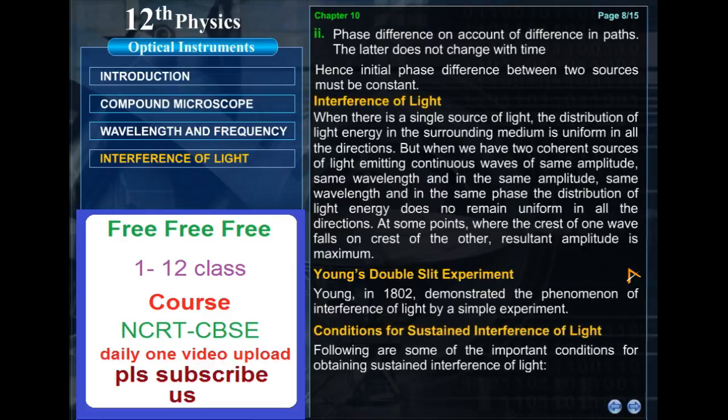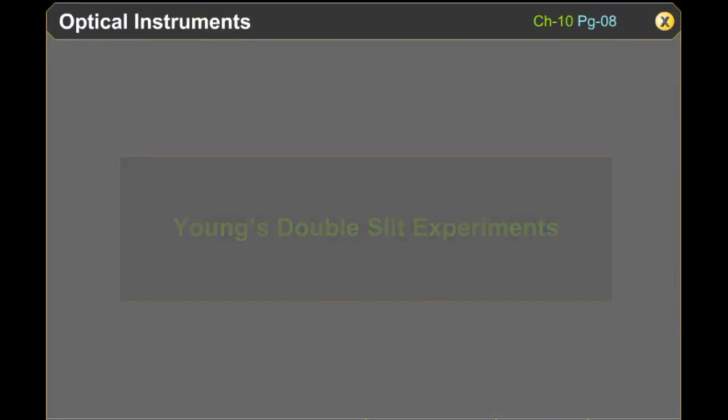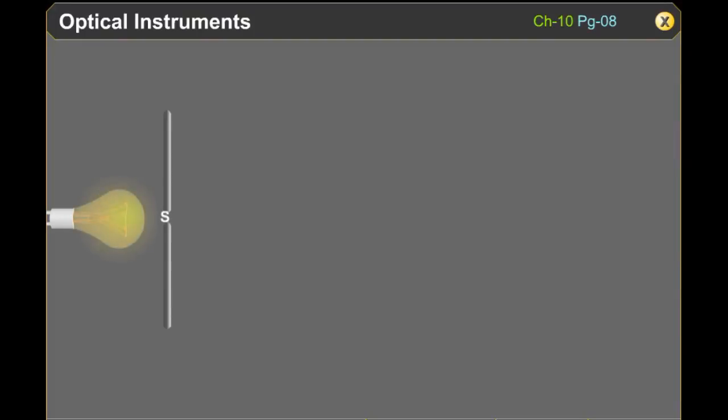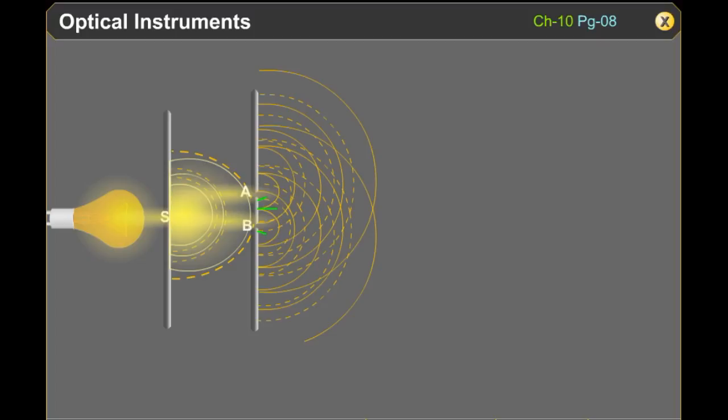Young's double slit experiment. In this experiment, S is a narrow slit illuminated by a monochromatic source of light. At a suitable distance from S, two slits A and B are placed parallel to S. When a screen is placed large distance from the slits A and B, the alternate bright and dark fringes are produced.